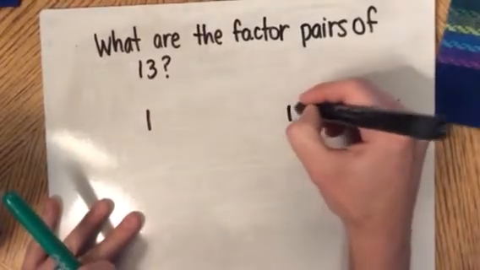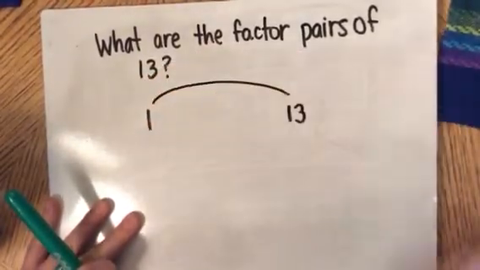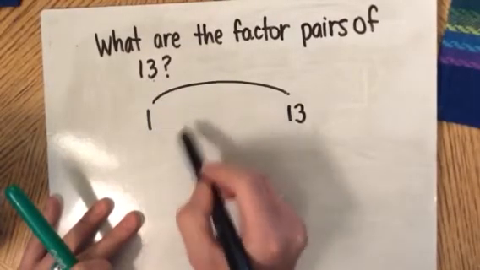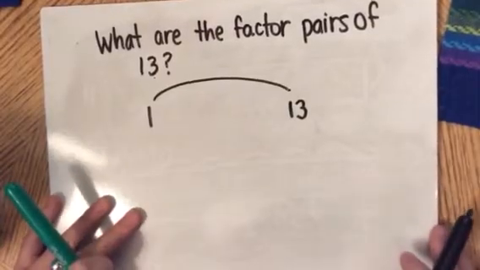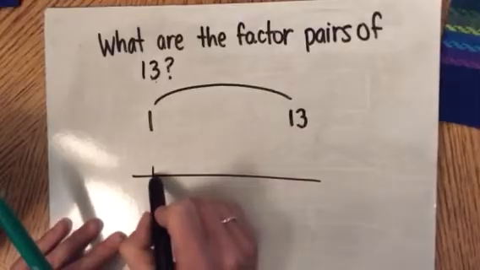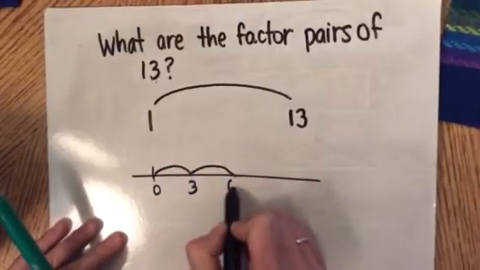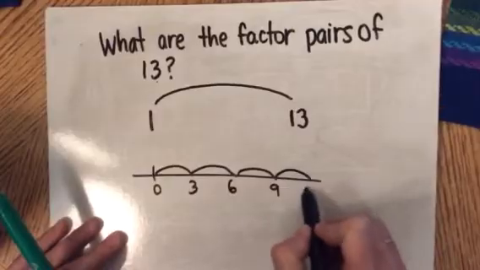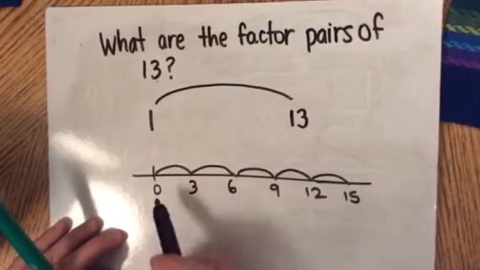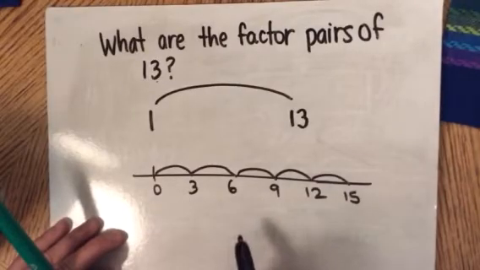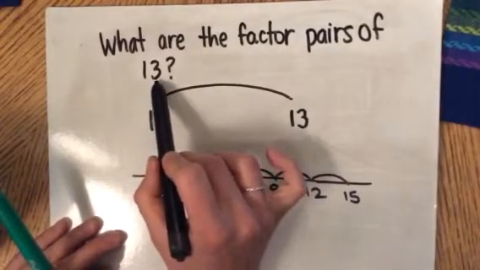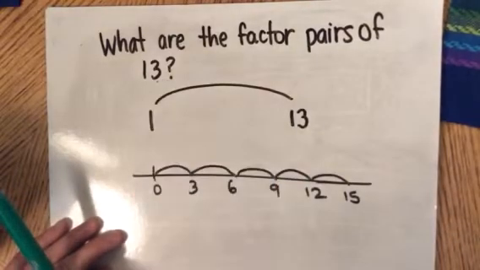So we know 1 multiplied by 13 is 13. This is an odd number, right? So I cannot multiply 2 by anything and get 13. So 2 doesn't work. 3, if we're not sure, we can check. 3, 6, 9, 12, 15. Nope. 4, if I skip count by 4s, I get 4, 8, 12, 16. Nope. And 5, I know because it doesn't end in 0 or 5 that can't be.